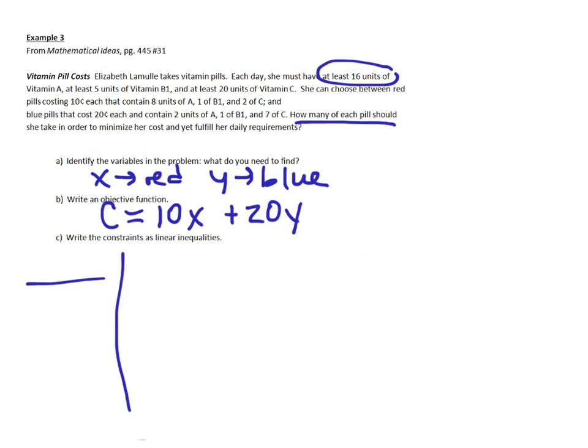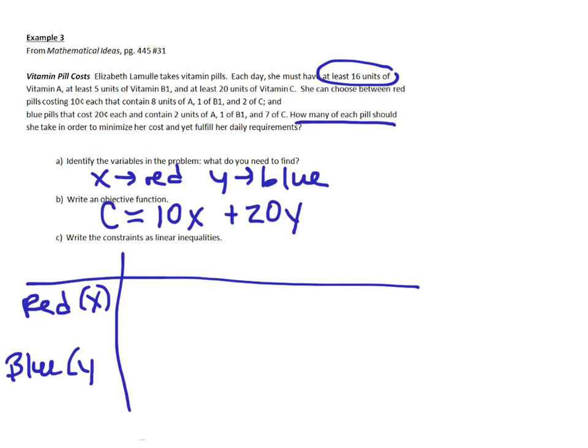So I will do red pills and blue pills. I'm going to do a row for each of those. So red is my X, and then blue pills, Y is how many blue pills she takes. And then we'll do a column for each of the vitamins. We've got A, we've got B1, and C.